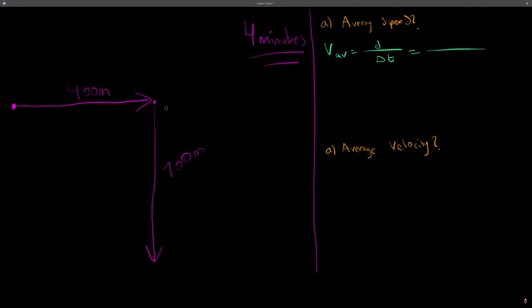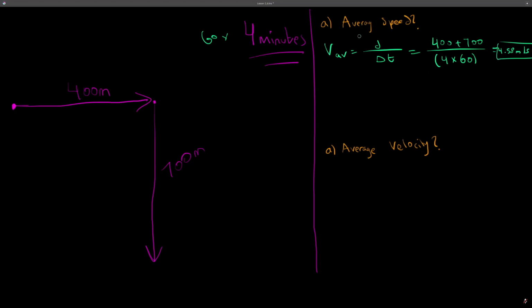So what do we have here? We have 400 plus 700, and we have our time. So we have all the variables we need. So 400 plus 700 over time, which is 4 minutes. We'll convert it into seconds, so times 60 for seconds, so 4 times 60. And then we put this in the calculator, and we get 4.58 meters per second. We don't need to mention direction here. It's just speed.